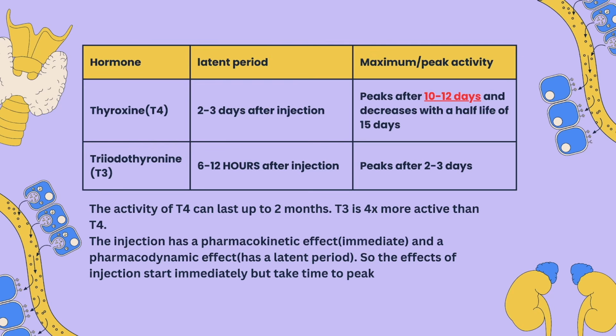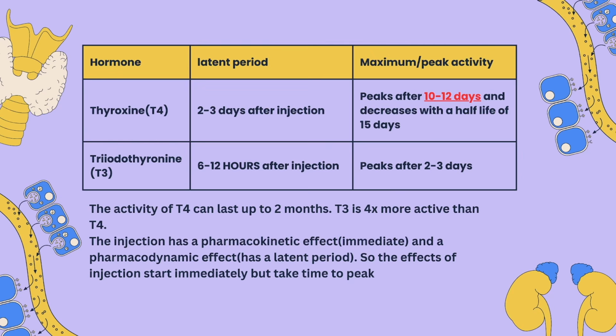All right. For the maximum or peak activity, thyroxine takes 10 to 12 days to reach peak activity, and it has a half-life of 15 days. So after 15 days, it will start decreasing. So generally, that means T4 can last up to 2 months.